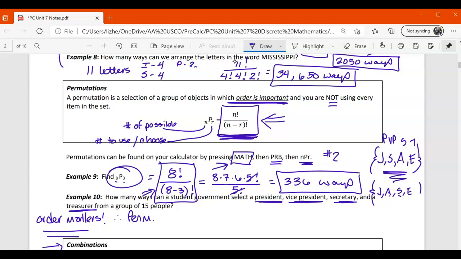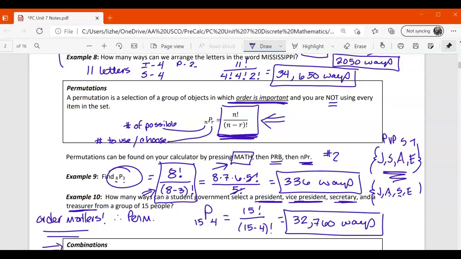To set this up, you're just going to write, all right, it's a permutation. There are 15 people to choose from, and there are 4 choices to be made. And there is the setup for the permutation. Then you always write 15 factorial over 15 minus 4 factorial, and then you take out your calculator, put those numbers in, and you find out that there are 32,760 ways to come up with the president, vice president, secretary, and treasurer out of a group of 15 people.